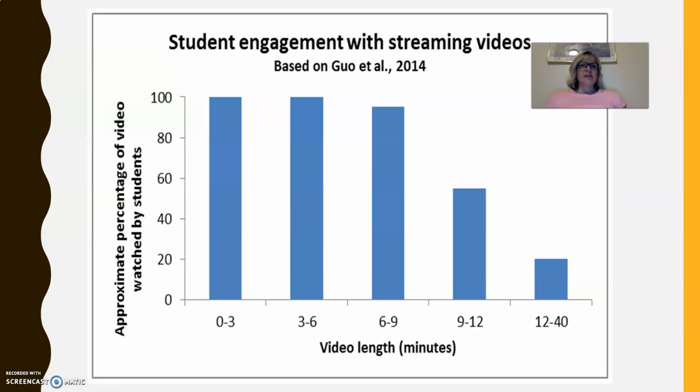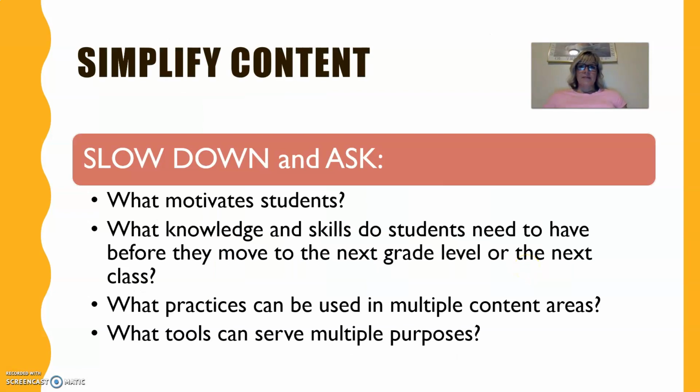One thing you do need to be careful of. There was a study done on videos and streaming videos for students. When videos are 0 to 6 minutes, they seem to have a high level of engagement. It drops a little bit from 6 to 9, but from 9 to 12 and 12 to 40 minutes, they stop paying attention, and it's not with them. And I think we all noticed that when we had our spring testing with distance learning. So keep that in mind.